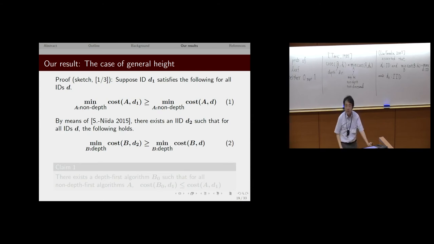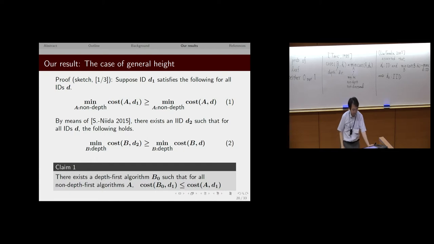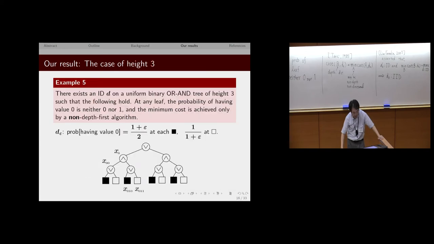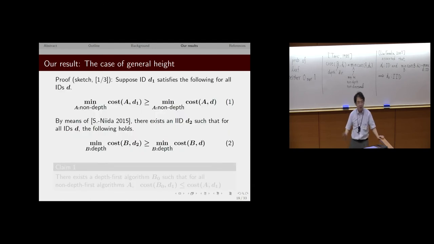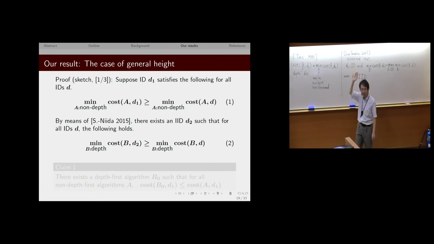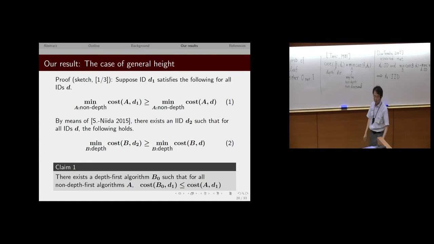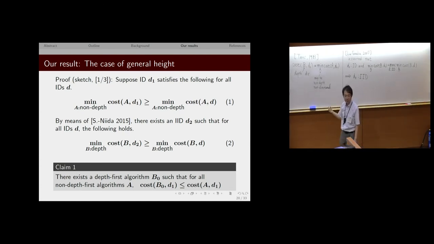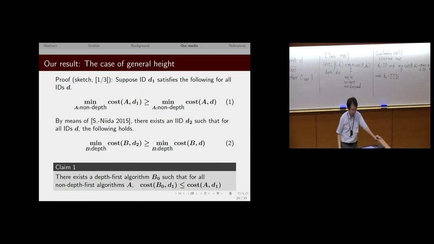And then we first show the following claim 1. There exists a depth-first algorithm B sub 0, such that for all non-depth-first algorithms A, the cost of B0 on D1 is at most the cost of A on D1. So in general height, we don't necessarily have depth-first best algorithms. However, if D1 achieves a certain kind of equilibrium, then for such D1, we can choose best algorithms from depth-first algorithms. The next slide is a sketch of the proof of claim one.